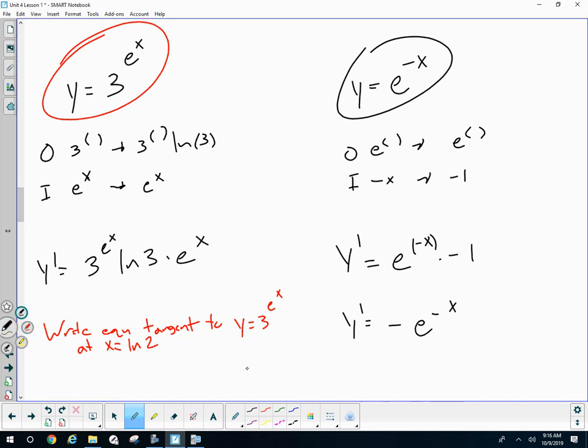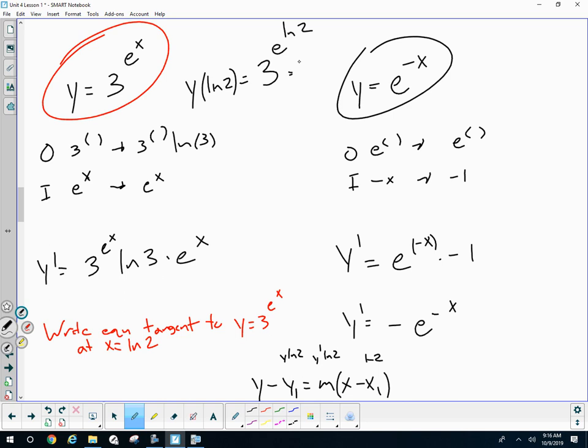Well, we know we have y minus y1 equals m times x minus x1. Slope is my dy dx. That'd be y prime at log 2. The x1 is log 2. The y1 is y of log 2. We will be expected to know how to do this. This would be 3 to the e to the log 2. E to the log 2, like I said, e and logs undo each other, is just 2. So this is just 3 squared, which is 9.